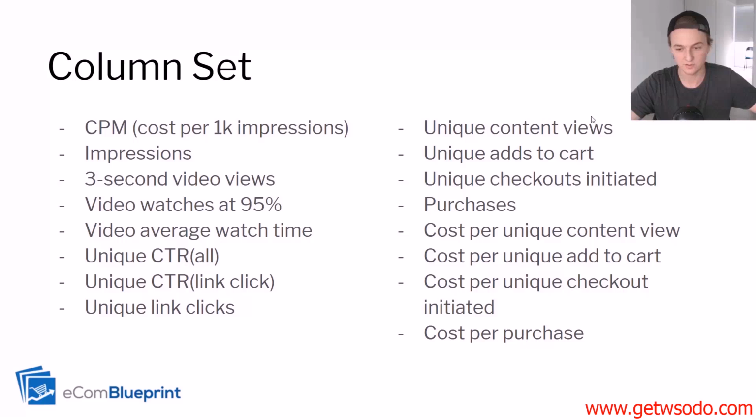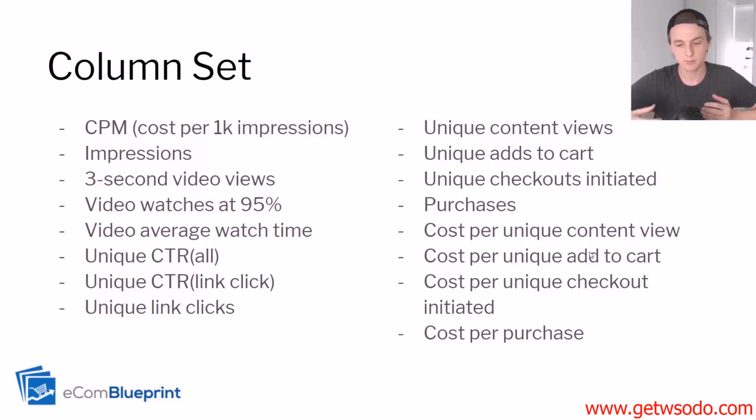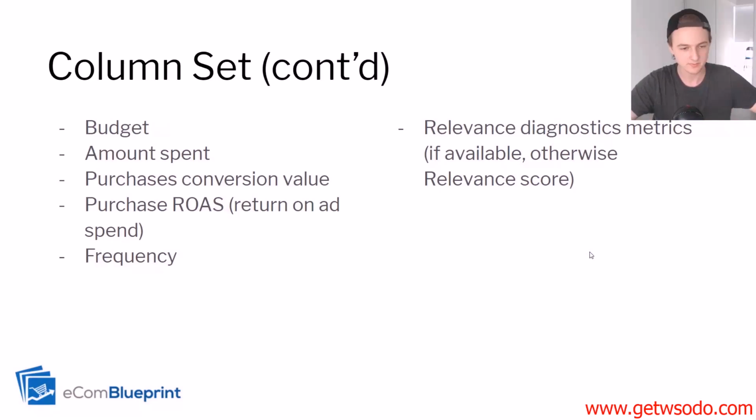And then after all of these, this is all the website funnel, right? Content views, add to cart, checkout initiated, purchases. I want to see these 4 metrics, but the cost of them. So my cost per unique content view, my cost per unique add to cart, cost per unique checkout, cost per purchase. The reason you want to pull up these metrics is that these are the metrics that you're going to use your KPIs with, your key performance indicators. And so you want to see how much you're paying for each one of these metrics, and then you can compare that to what you should be paying based on your KPIs.